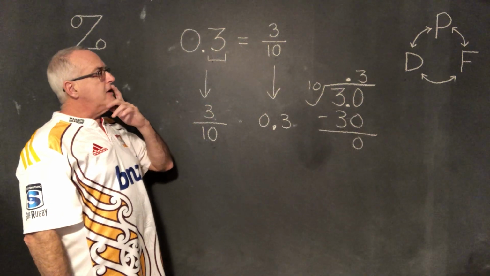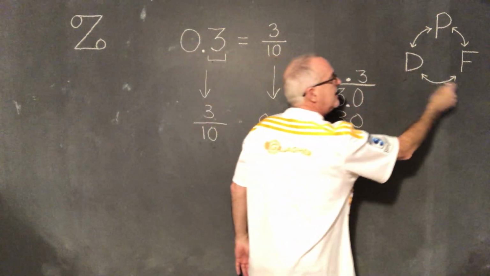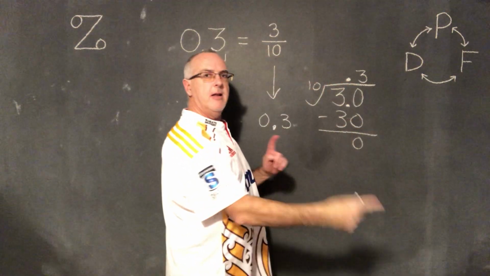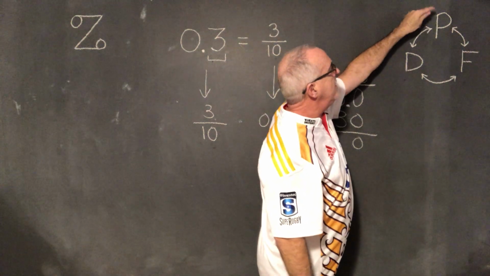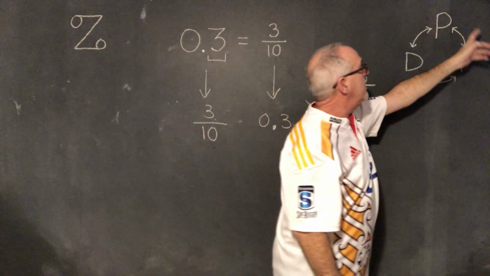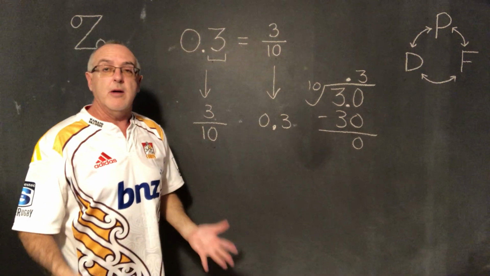We want to be able to convert, as we've proven, between decimal and percent in either direction, or between fraction and percent in either direction. So there's a total of 6 types of conversion that we should know.